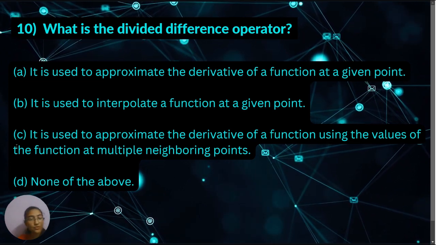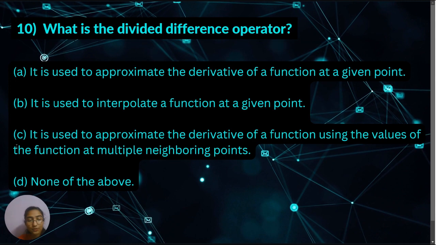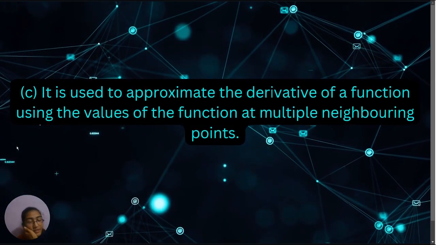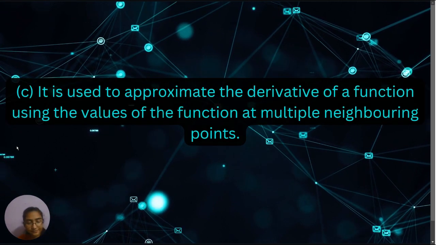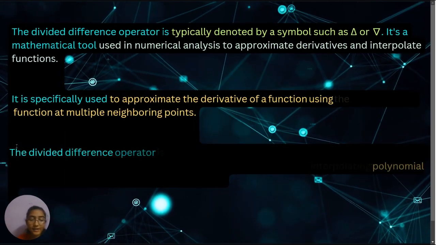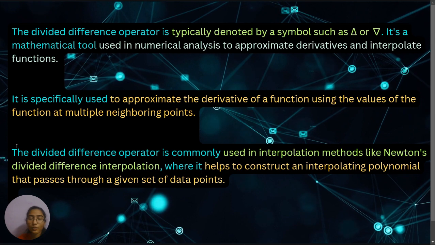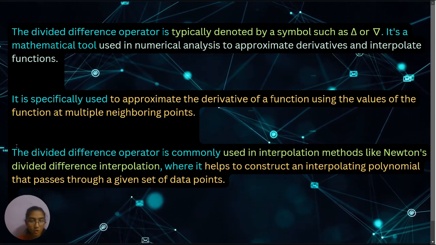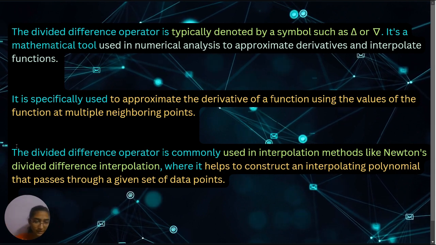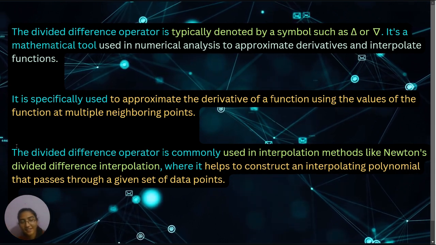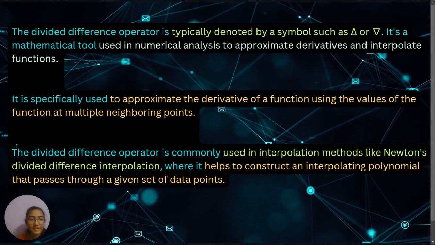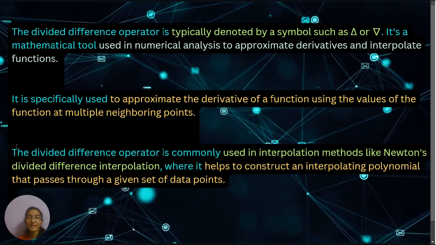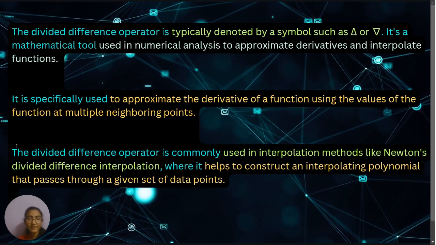It is used to approximate the derivative of a function using value of a function at the multiple neighboring points, right? So why is that? Let's just check it. So divided difference operator is typically denoted by the symbol either normal triangle or upside down triangle, okay? Delta or upside down delta. It's a mathematical tool used in numerical analysis to approximate the derivative and interpolate the function.